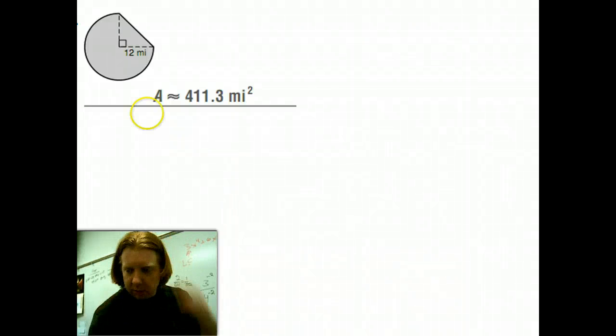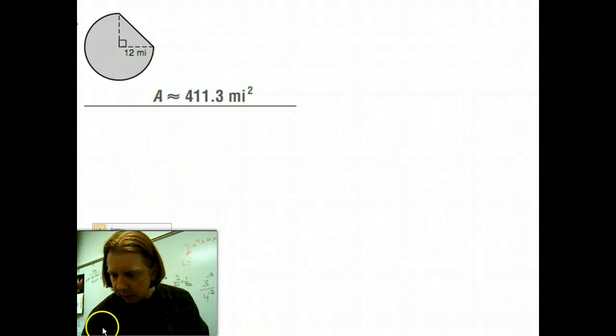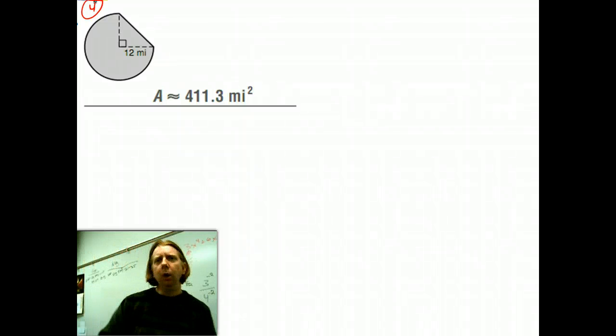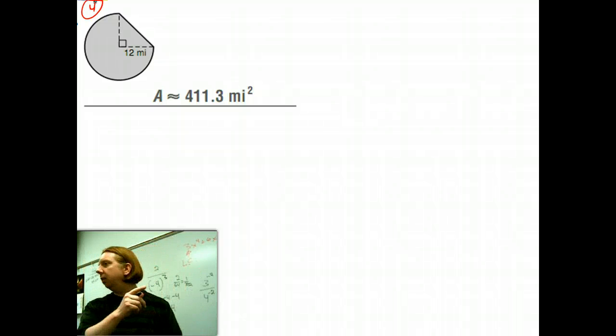This was number, let's see here. Get my pen. This is number 4, right? Practice B for 9-3. What figures am I looking at? Start there.